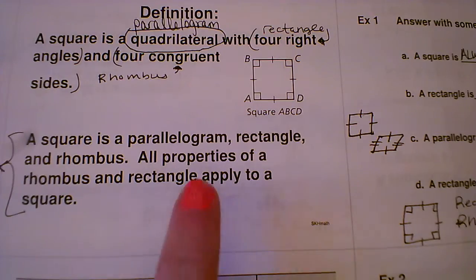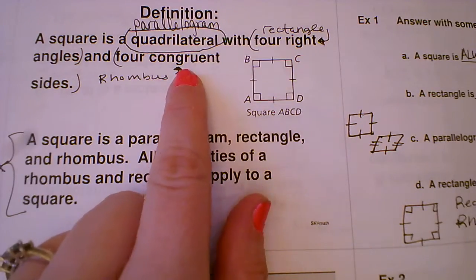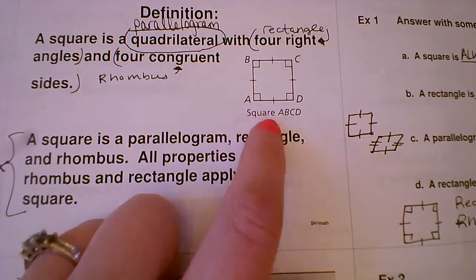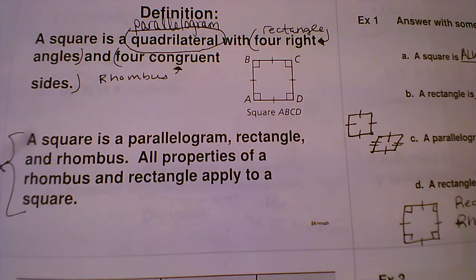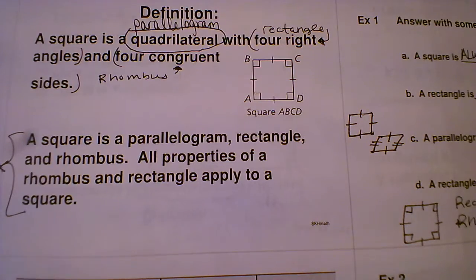So because a square has that definition, that it has those properties, we can also say a square is a rhombus. A square is a rectangle. So any square is also a rectangle. The converse of that is not always true. Not all rectangles are squares. Not all rhombi are squares. Not all parallelograms are squares. But the statement saying all squares are those parallelograms, rectangles, and rhombus is a true statement. So every property that we've talked about so far is going to apply to a square because it's all of those things.